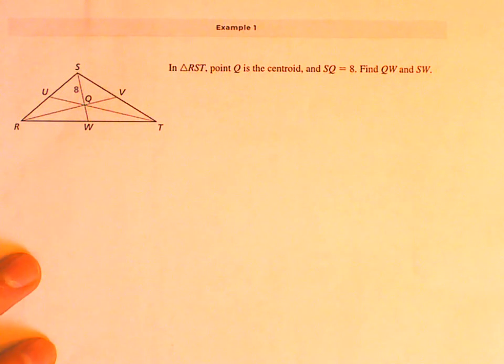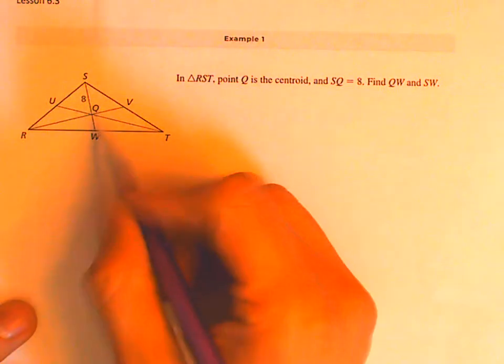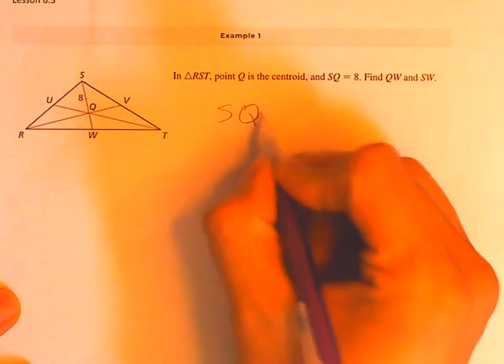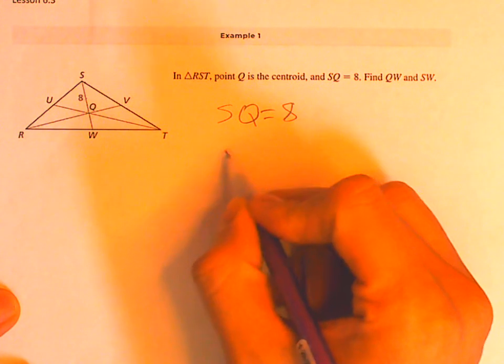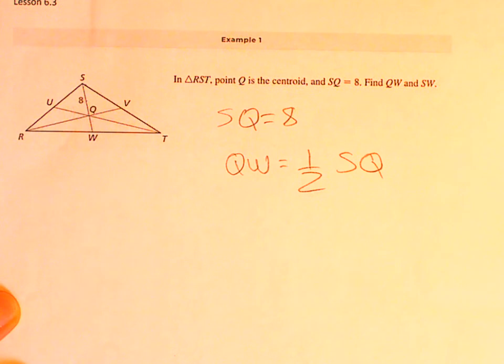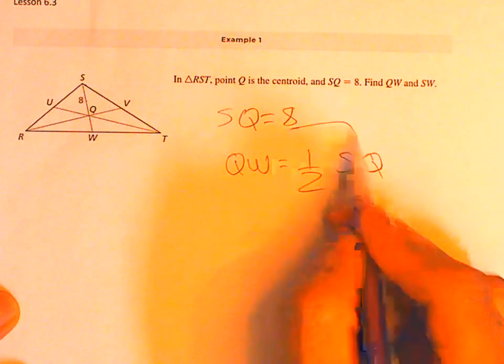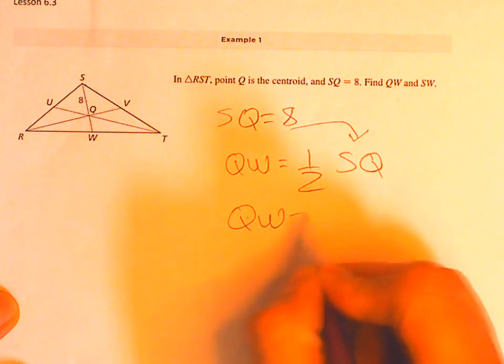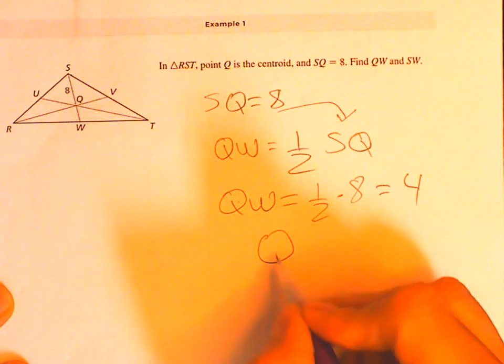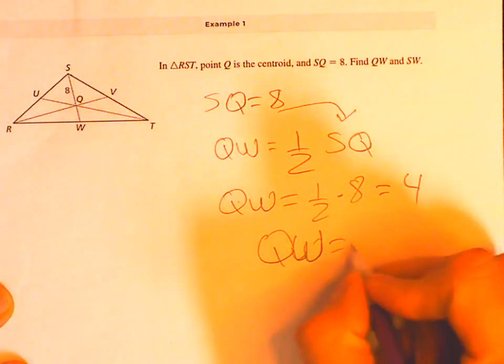Okay, so zoom in a little bit. It says point Q is the centroid. So remember what we said about the centroid. The centroid is part of the median, and it is 1/3 of the whole segment and half of this. So if SQ is equal to 8, remember that QW is equal to 1/2 of SQ. All I got to do is substitute that in, and I get QW equal to 1/2 times 8, which is 4. So QW is going to be 4.